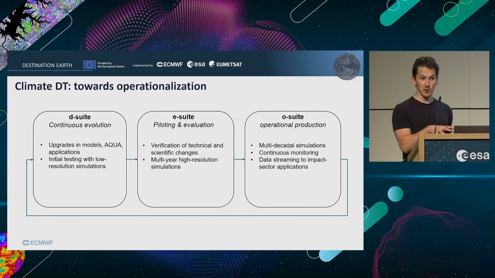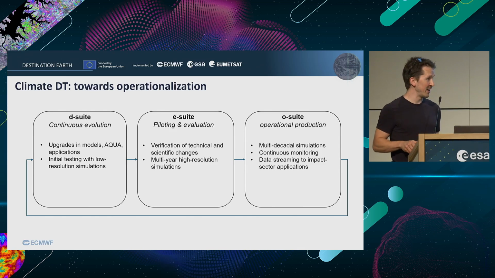And then that would go into D-suite, where this is being tested and evaluated, whether it's ready to be picked up, then advance to the E-suite, and once it's accepted as E-suite, it will, in a future cycle, feed into operations, further upgrading, advancing the DestinE service.